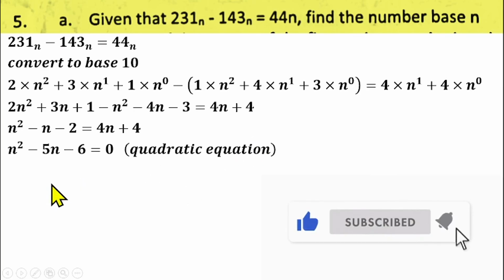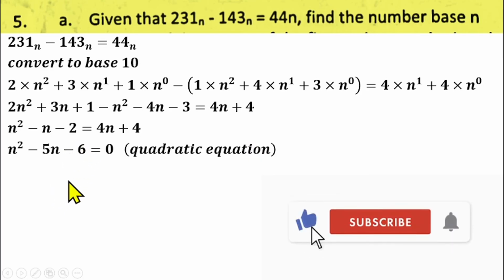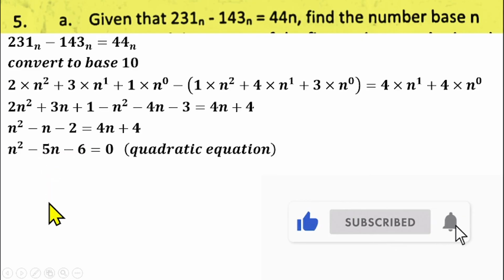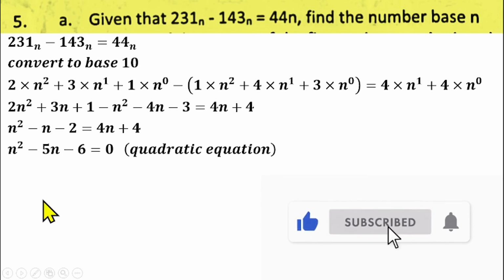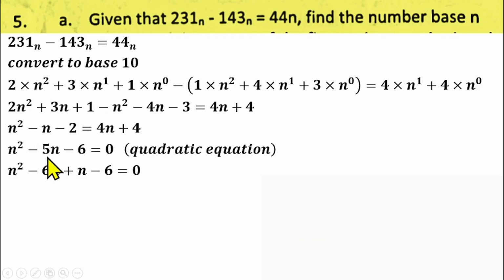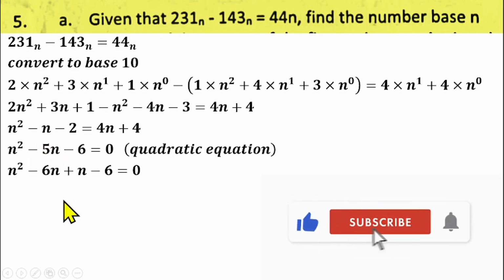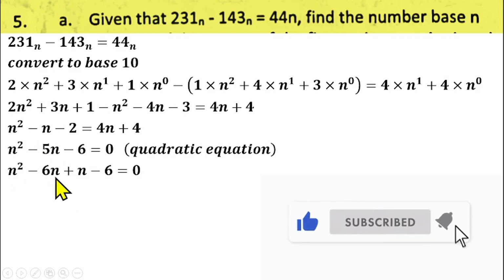So you can solve this using the factorization method. Two numbers you can multiply together to give us minus 6, and when you add them together, it will give us minus 5. That should be minus 6 plus 1. So that will now replace this minus 5n here. That will give us n squared minus 6n plus n minus 6 equals 0.